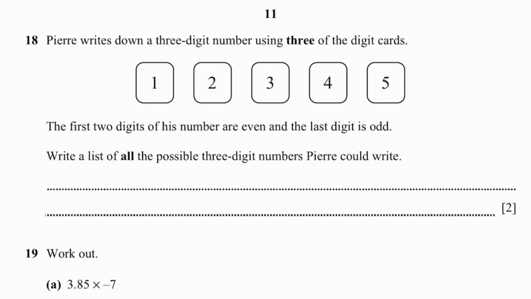Pierre writes down a 3-digit number using 3 of the digit cards. The first 2 digits are even and the last is odd. Write a list of all the possible 3-digit numbers Pierre could write.